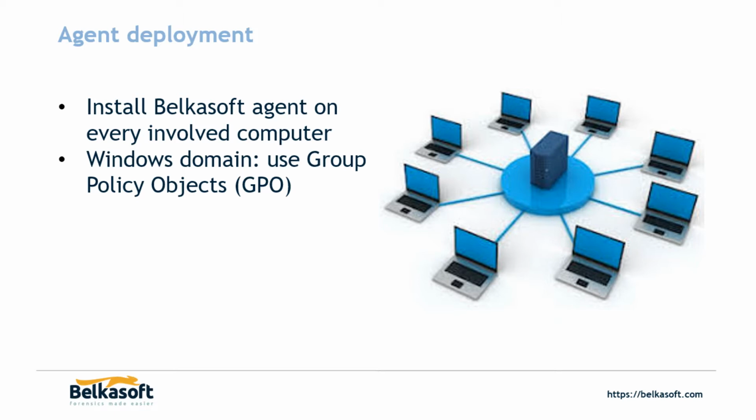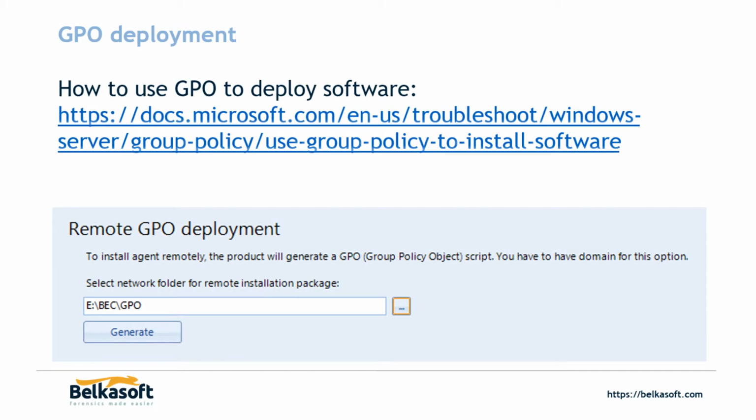The simplest way, though not too convenient when you have many computers, is to use so-called local deployment. With this kind of deployment, you generate agent installation files and then copy them on a thumb drive or a network share. Then you have to run the installation package on every computer of interest. In the company, they used Windows Domain, which allowed for easy deployment using GPO, Group Policy Objects.